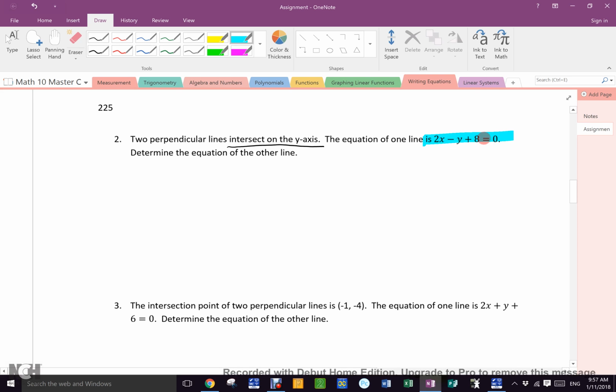What is this one? How would I get the slope and the y-intercept there? Slope-intercept form, which means getting y what? By itself. So if I move that y, am I in business? Y equals 2x plus 8. What's my slope? 2. What's my y-int? 8. In the other line, what's the y-intercept? 8. What's the slope? -1/2.